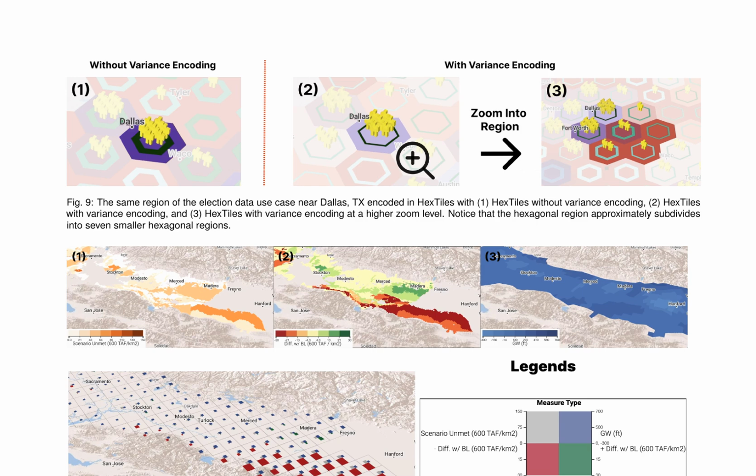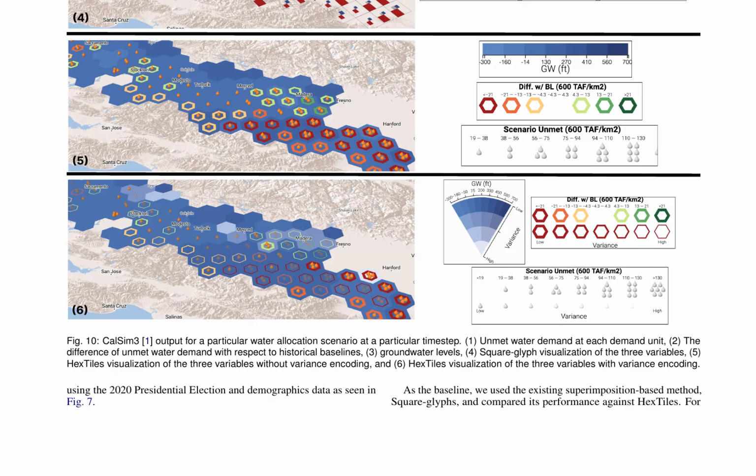This method is compared to the existing superimposition-based method, square glyphs, in terms of accuracy, time to insight, and user experience. In the quantitative analysis, the results show that HexTiles have a lower mean error rate and a lower variance in error rates compared to square glyphs for Task 1, indicating more consistent performance. Similarly, HexTiles exhibit lower variances in time to insight for Task 2, suggesting a more consistent mental load for interpretation.